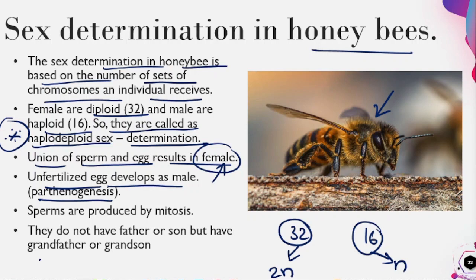Okay, look here, I have given a word called parthenogenesis. What does parthenogenesis mean? If your egg or your gamete is going to develop without fertilization, so fertilization is not going to occur, but the gamete is going to develop, that is called parthenogenesis. Okay, so write it and keep it. I am giving the parthenogenesis definition here.